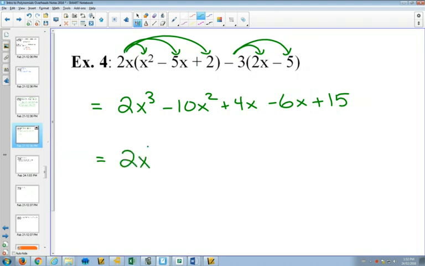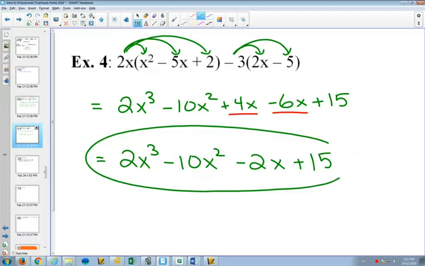No like terms with 2x cubed. Any like terms with the x squareds? No like terms with the x squareds. Any like terms with the x's? 4x and minus 6x. When you put those together, what do you get? Negative 2x's. And then you have the plus 15. There's our final answer.